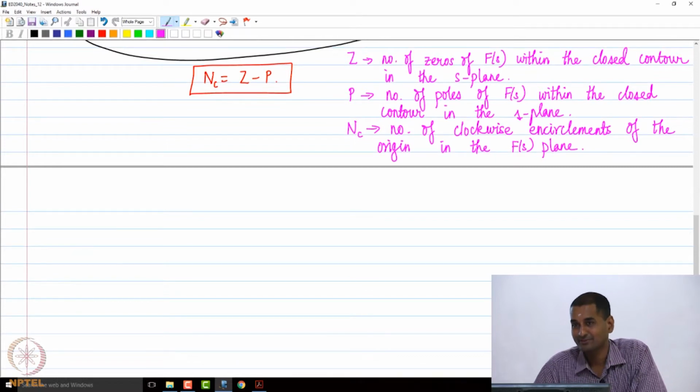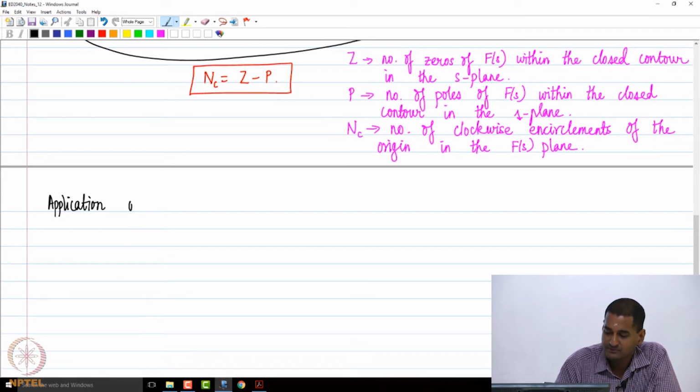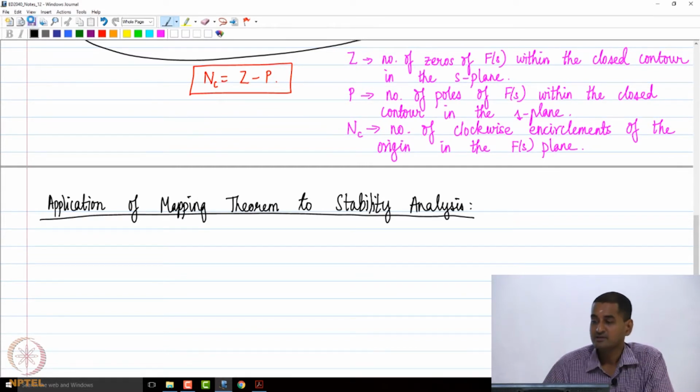That's why I'm coming to this one, right? That's where I am going to say application of mapping theorem to stability analysis. Okay, that's what we are going to do. So, application of mapping theorem to stability analysis. That's what we are going to do.